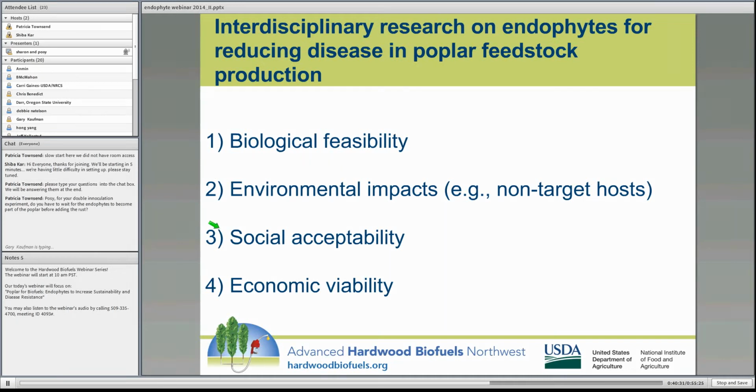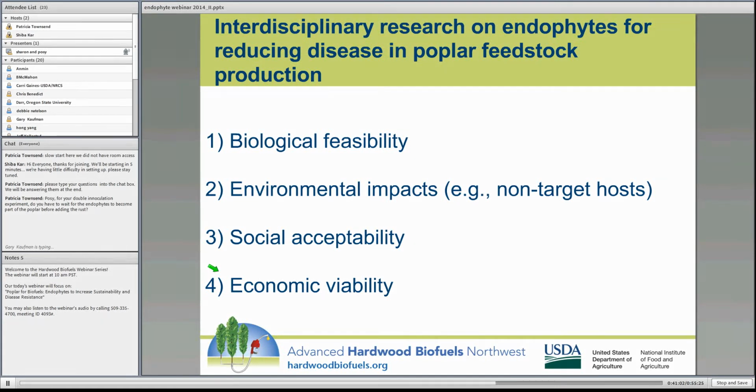A third criterion is social acceptability. We want to make sure that not only are the stakeholders accepting of these new endophyte technologies, but also that the general public has a high level of acceptability of endophyte technologies. And so to evaluate social acceptability, we're working with social scientists that are part of the Advanced Hardwood Biofuels team. And then finally, economic viability is an important criterion.